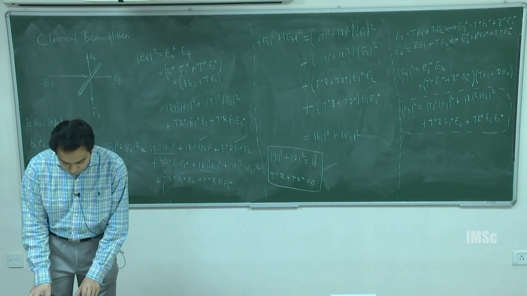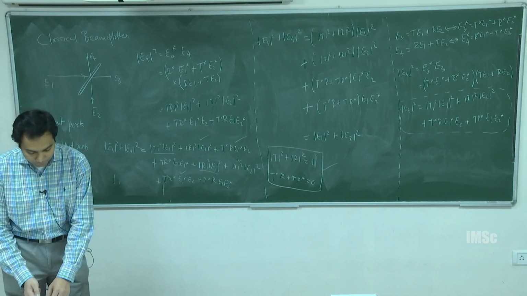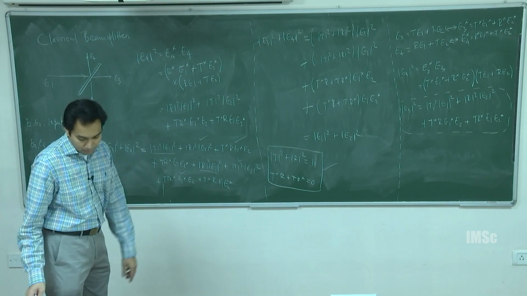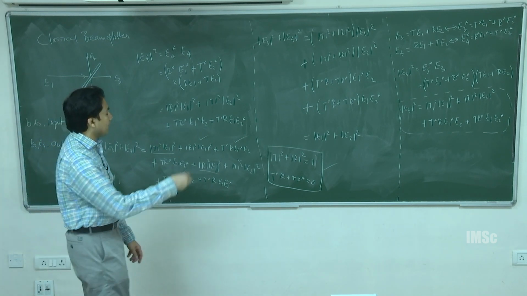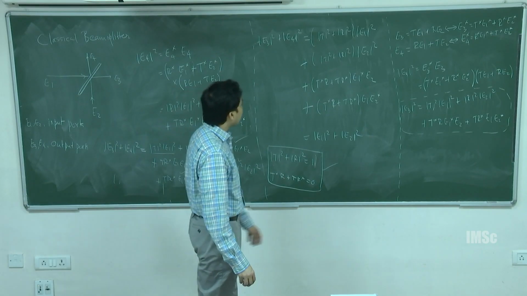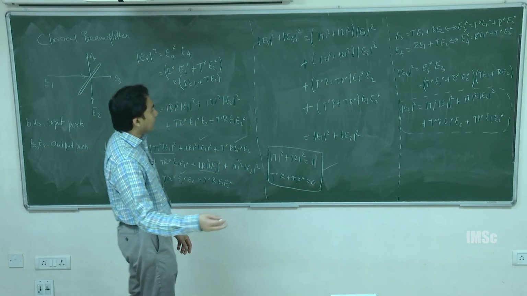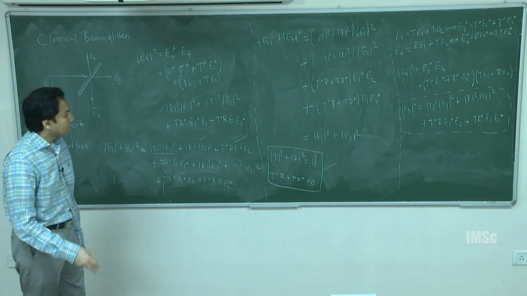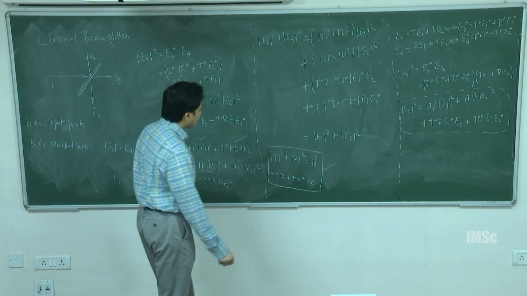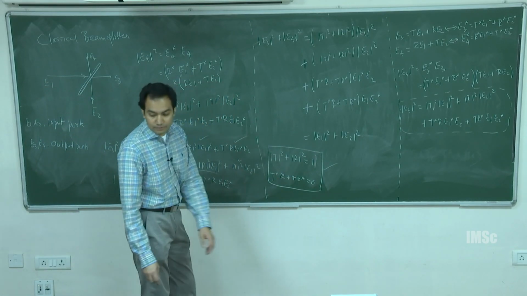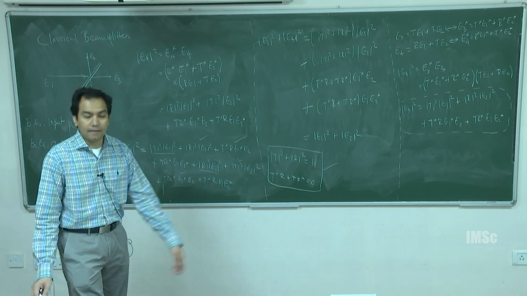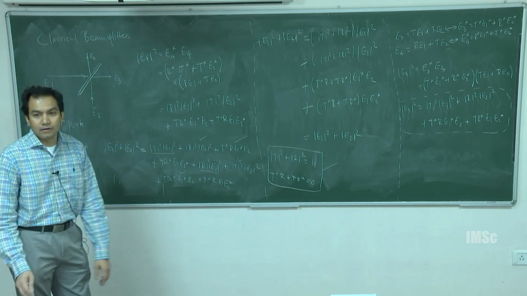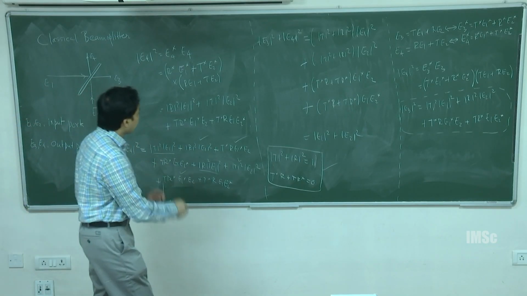We will use them to relate the outgoing fields to the incoming fields, and then we will consider various cases. What if the beam splitter is 50-50? Then the transmission coefficient equals the reflection coefficient. What kind of relationship do we get? And then we'll go to the quantum mechanical version of the beam splitter.